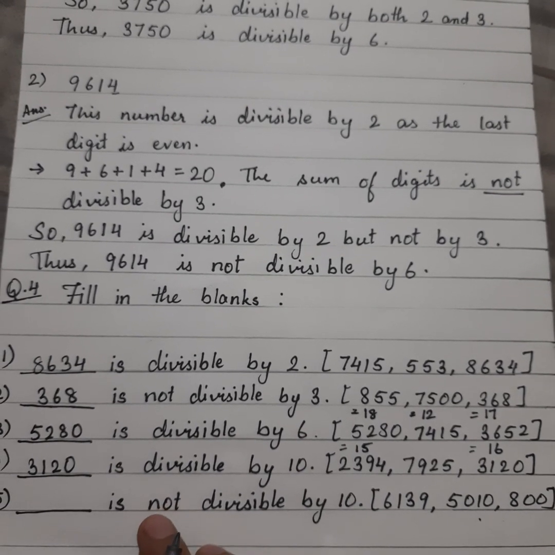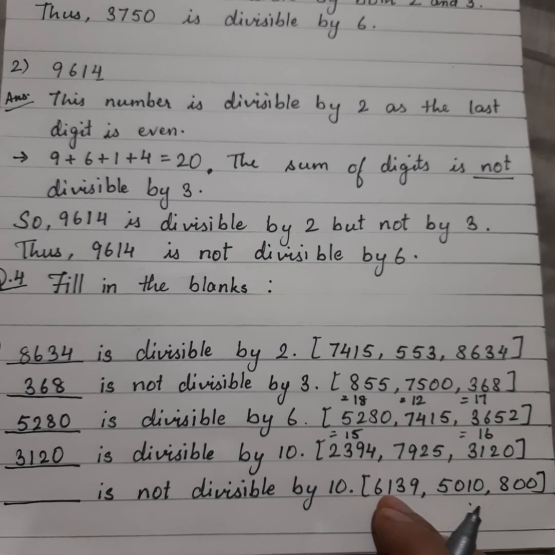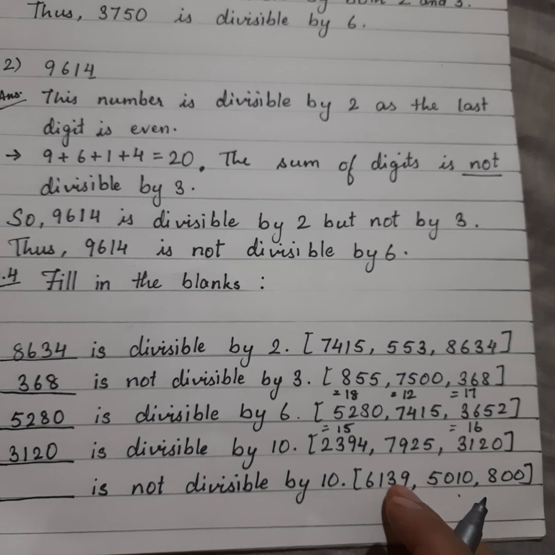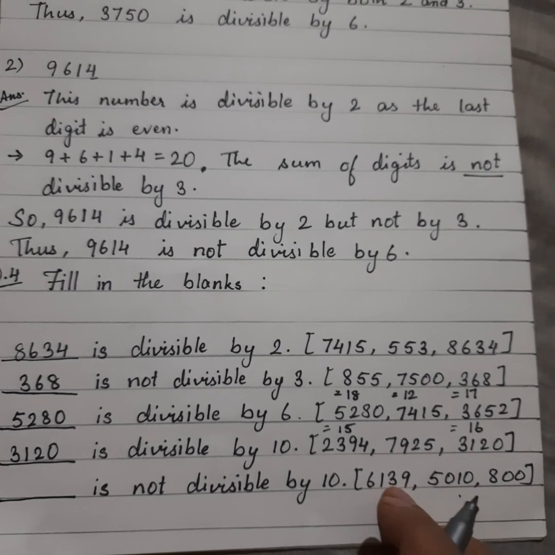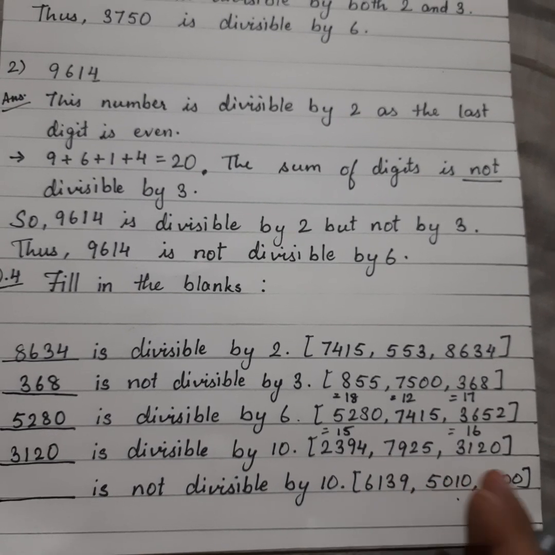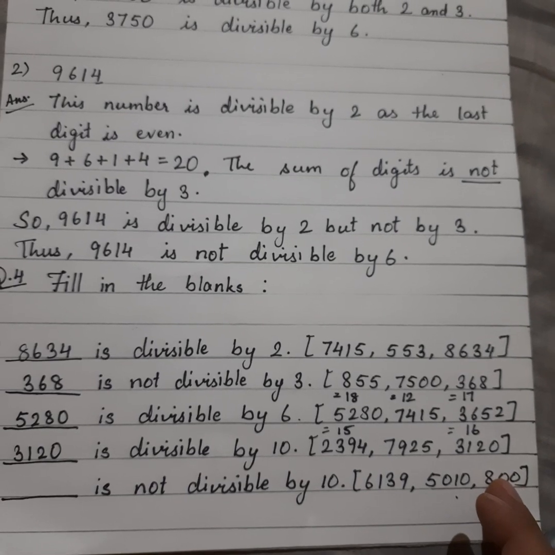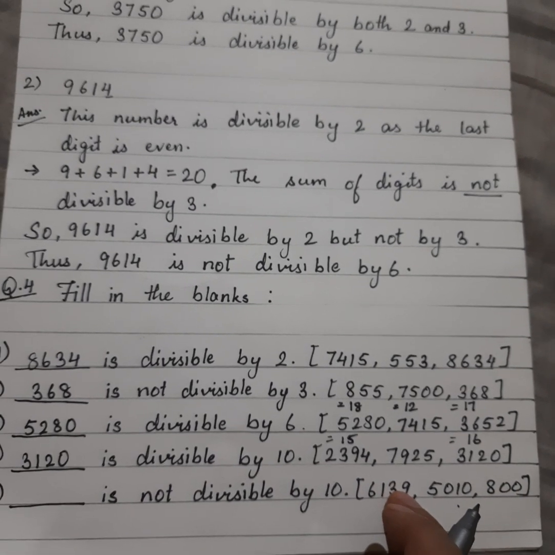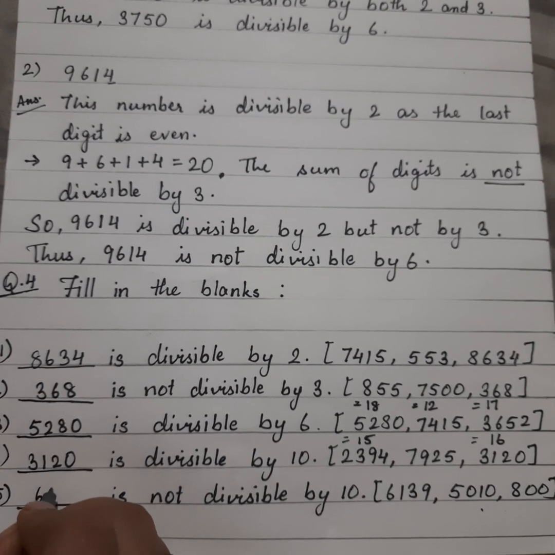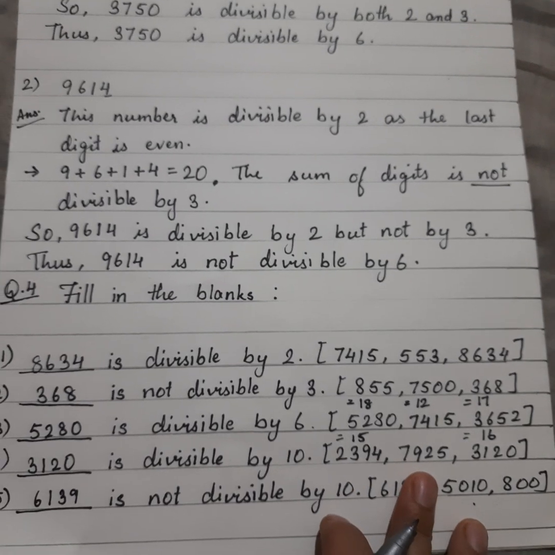Then the last question, dash is not divisible by 10. This is also a simple one. You can see here this number is not having 0 as the last digit. The rest two numbers are having 0 as the last digit, means these two are divisible by 10, but this is not divisible by 10. So you can say here as 6139 is not divisible by 10.